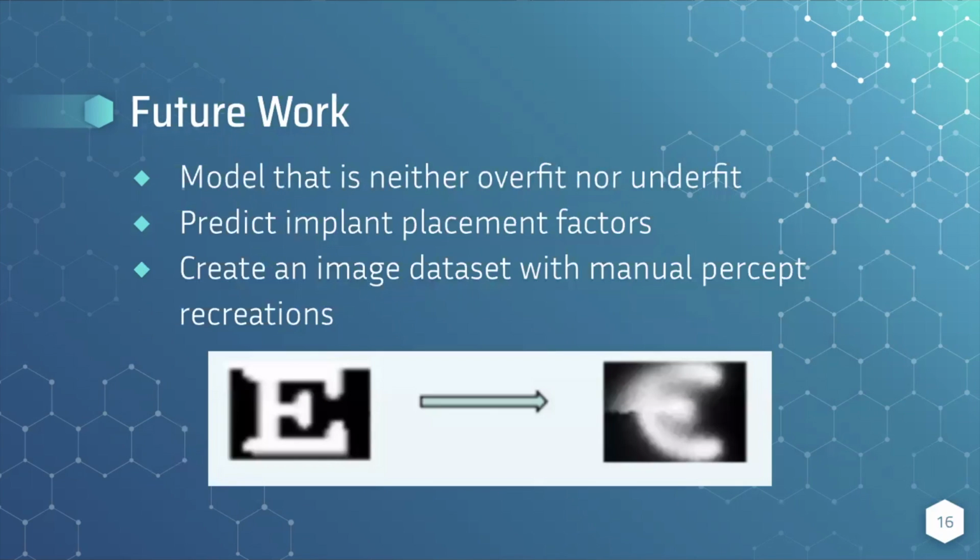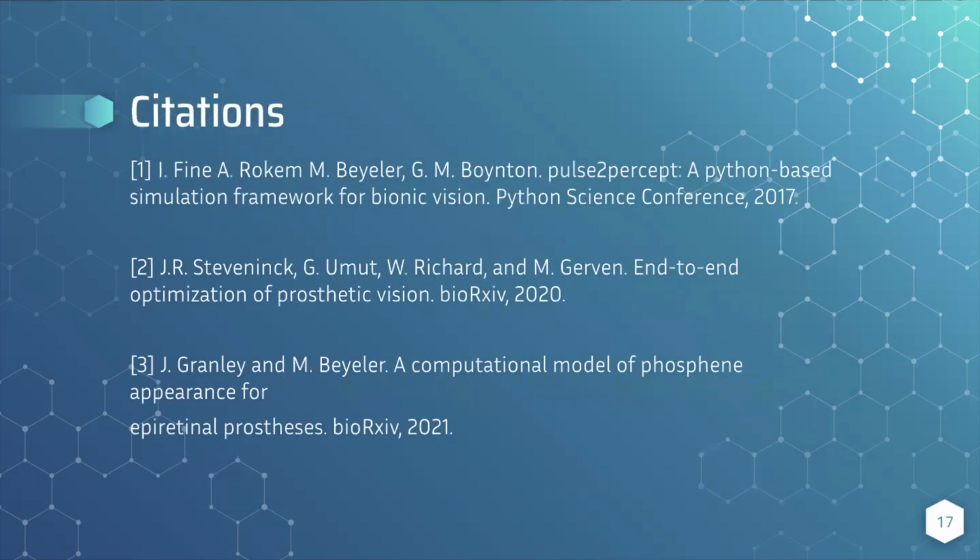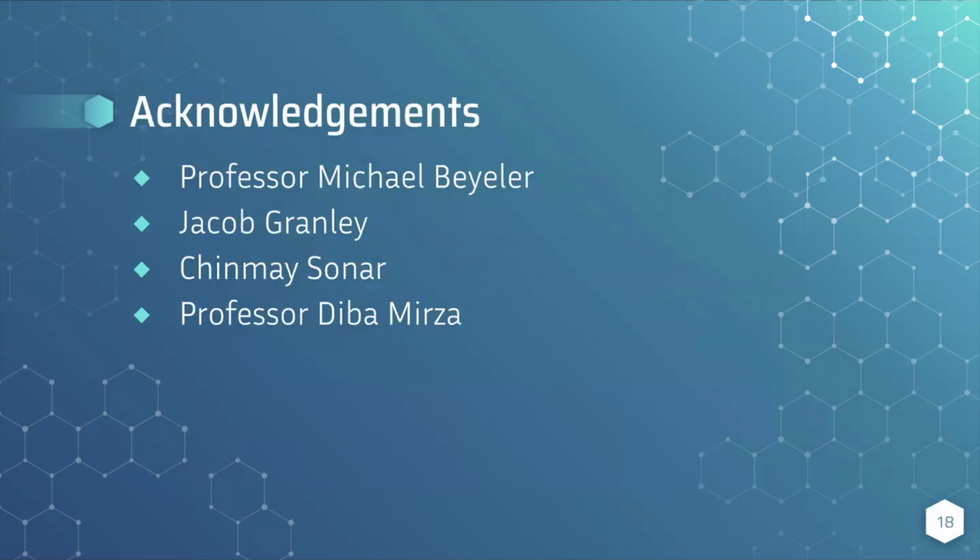In the future, we would like to create a model that is neither overfit nor underfit. Like Sriya had said, the model from scratch was overfit on the percept data, and the Vision Transformer was underfit on the MNIST data. Next, we assumed implant placement was constant, but we want to be able to predict that. Lastly, we want to recreate an image dataset like MNIST with manual percept recreations so the model can learn to recreate those images. Here are our citations, and here are some people we would like to acknowledge.